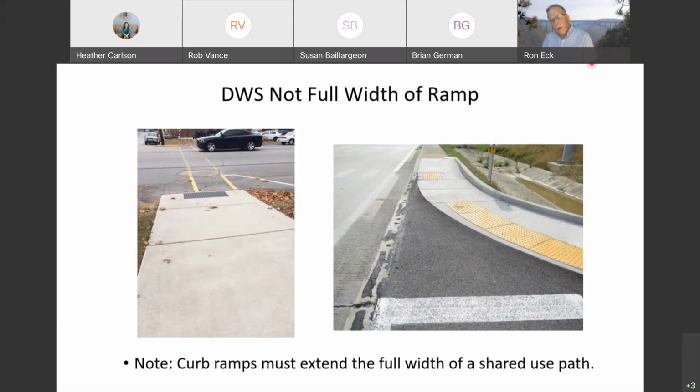So it's critical that the curb ramp extend the full width of where the curb is missing, or as I say at the bottom of the slide, if you have a shared use path or multi-use trail or something like that, the detectable warning surface must be the full width of that path or trail.